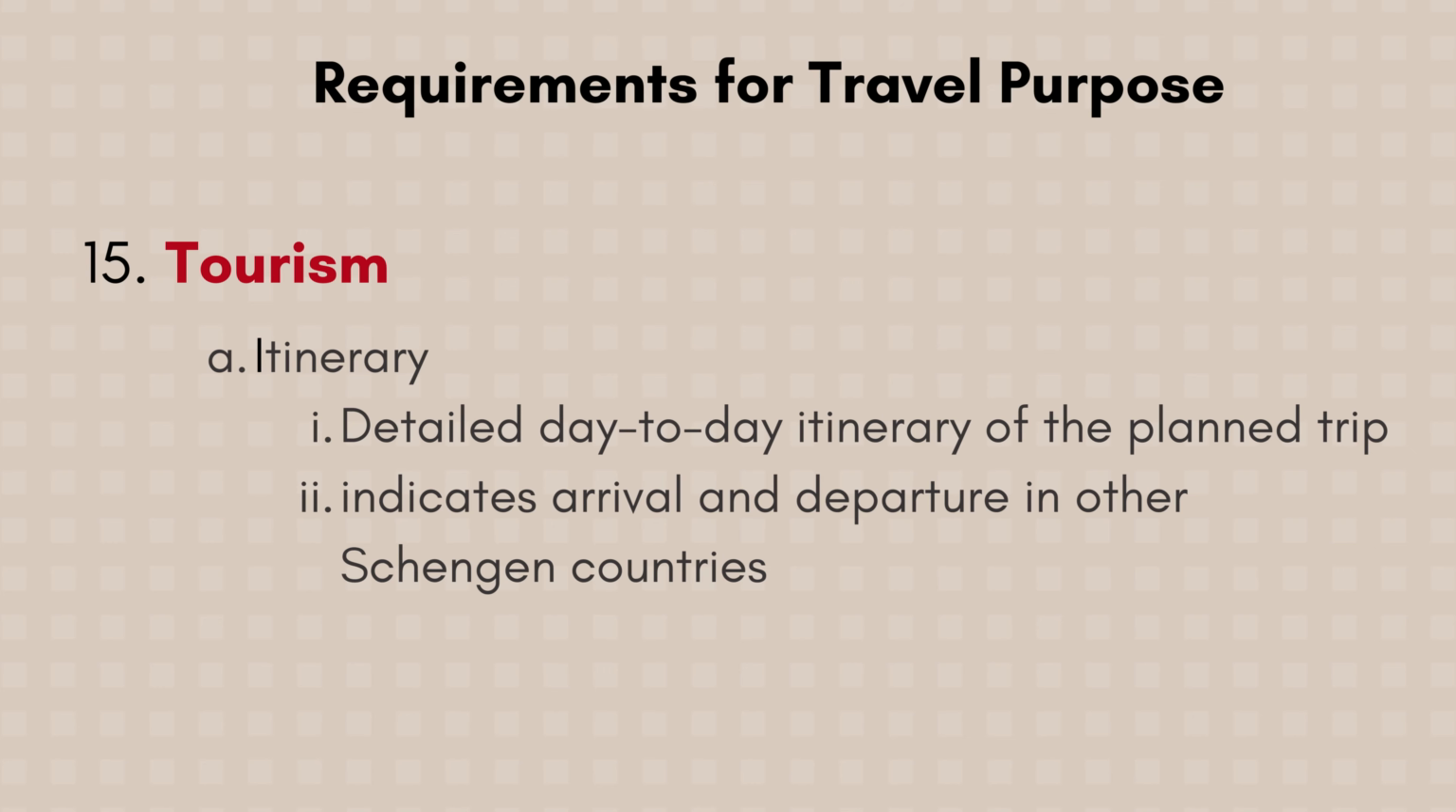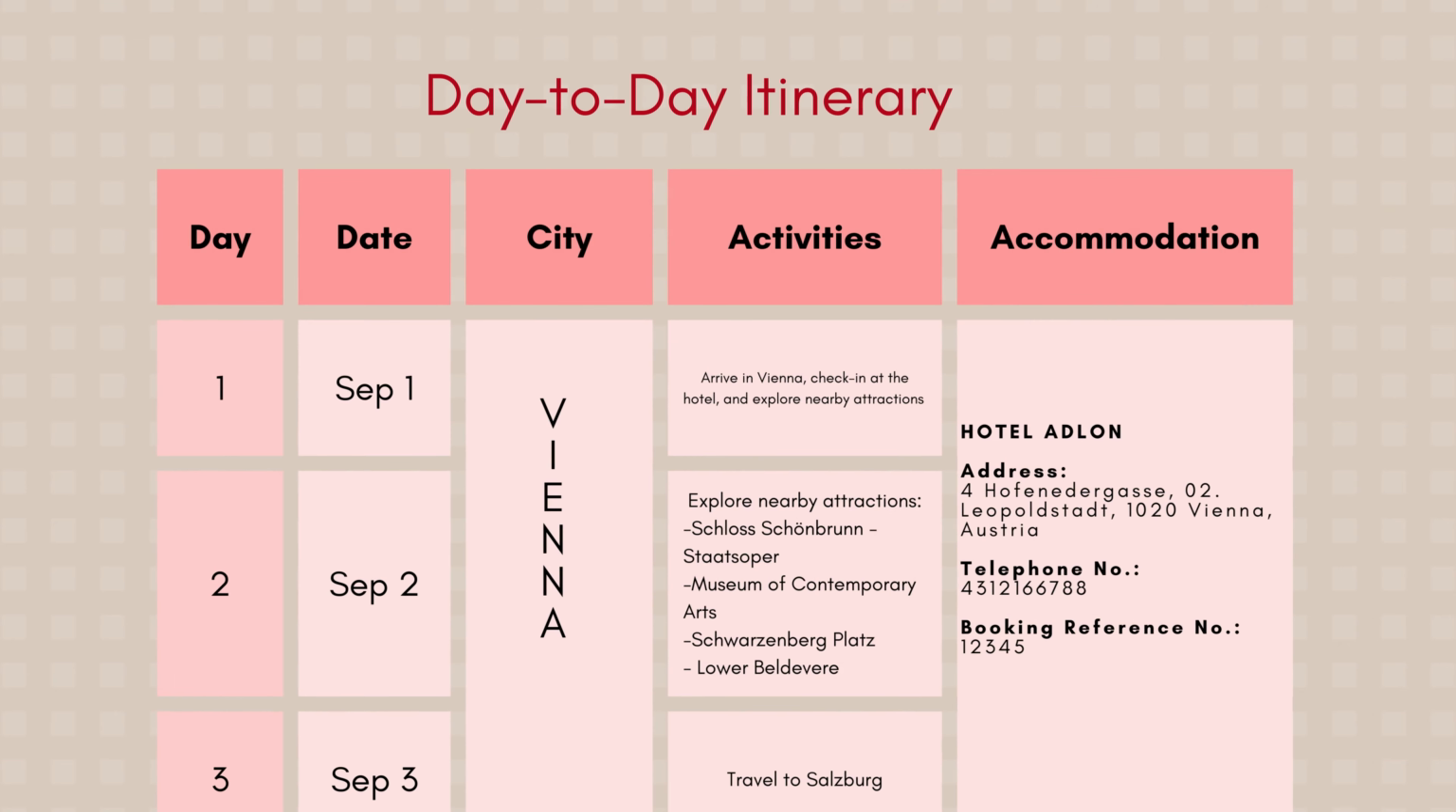And of course, number 15, if your purpose is for tourism, you would need an itinerary. This is a detailed day-to-day itinerary of your planned trip. It should indicate your arrival and departure in the Schengen countries or other Schengen countries. This is an example of a day-to-day itinerary, this one for Austria.